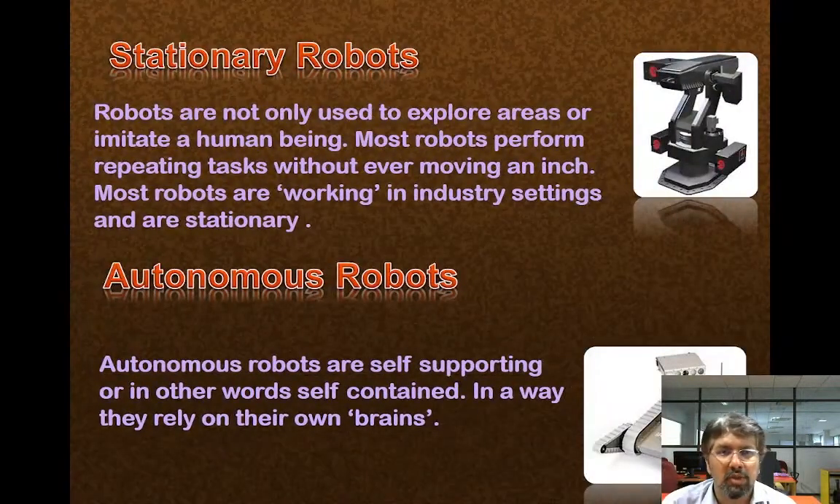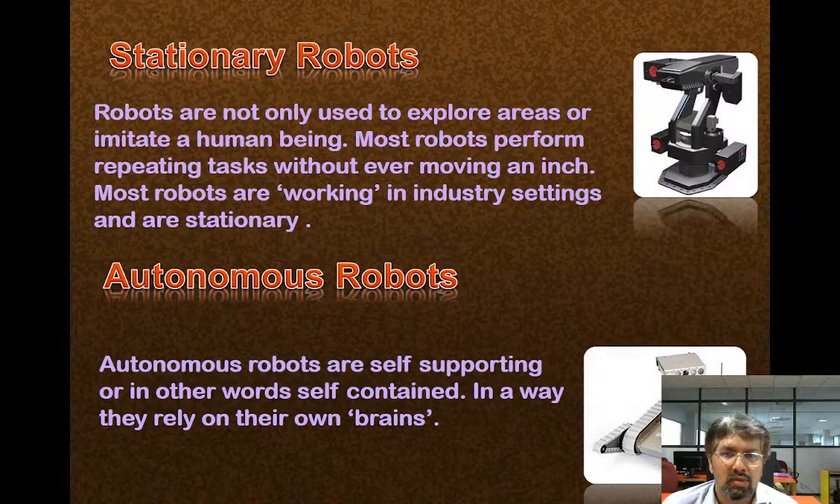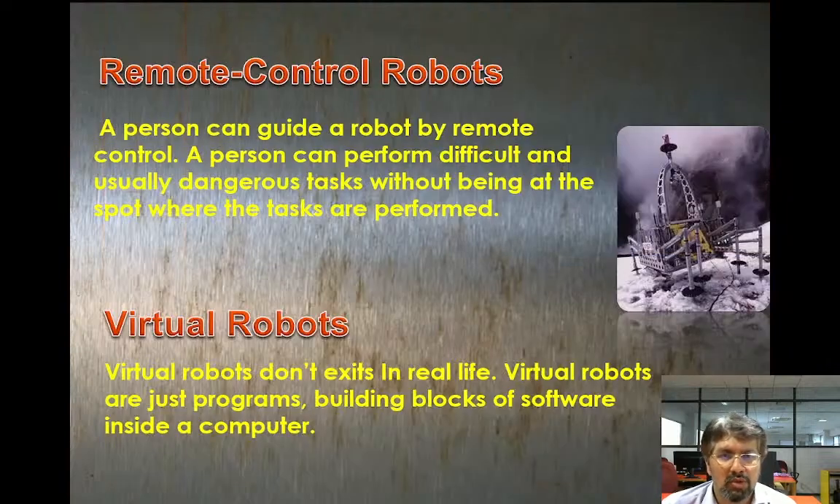Then you have stationary robots. So robots are not just used to explore areas or imitate a human being. These robots are used for a repetitive particular task without even moving at all. So they are robots which are used in working in industry settings. Then there are again autonomous robots. So they are self-supporting, in other words you can say they are self-contained. So in a way you can say they rely on their own brains. And there are remote control robots also. So a person can guide a robot by remote control and can perform various difficult tasks.